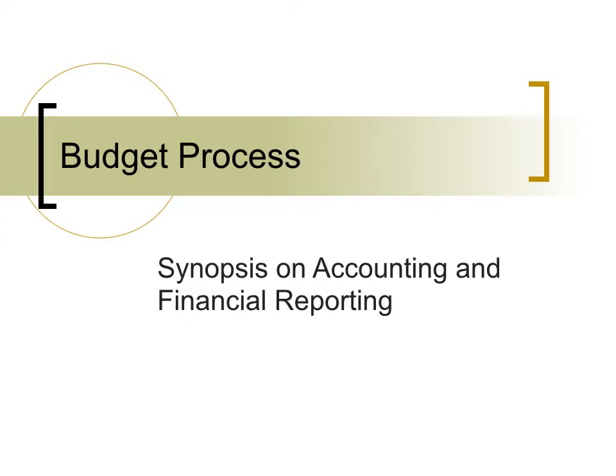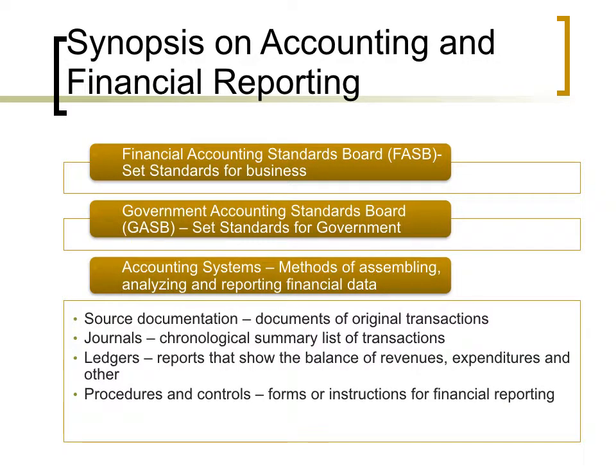Now we're going to move away from budgeting for a bit and talk specifically about accounting and financial reporting. Like any other industry, governments and businesses operate under organizations of standards. For businesses, we have the Financial Accounting Standards Board, which basically sets the tone and the standards as to how businesses conduct their fiscal transactions. For governments, on the other hand, we have what we call GASB, which is the Government Accounting Standards Board. And they set the standards and the methods of fiscal transactions for governments.